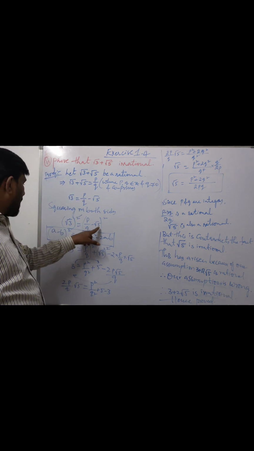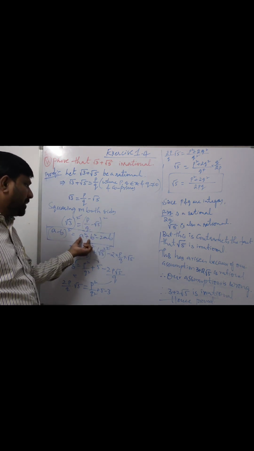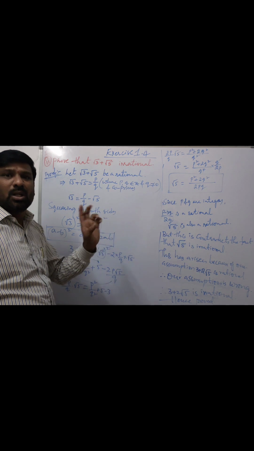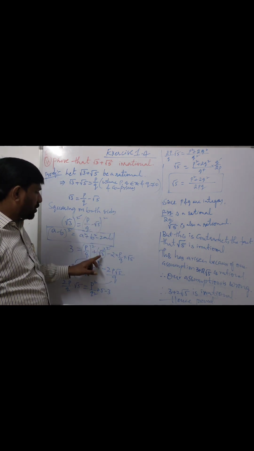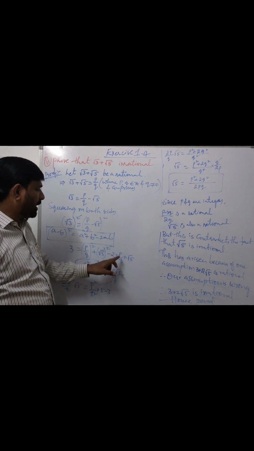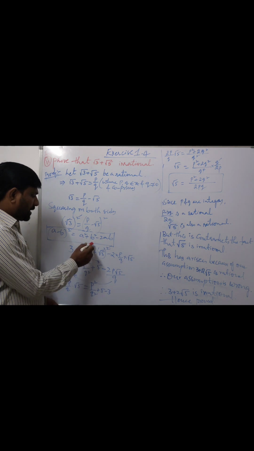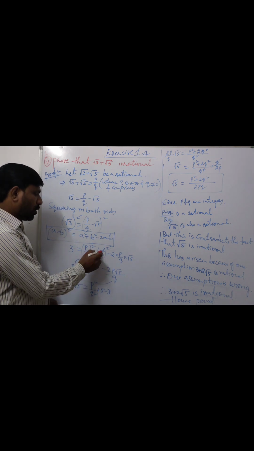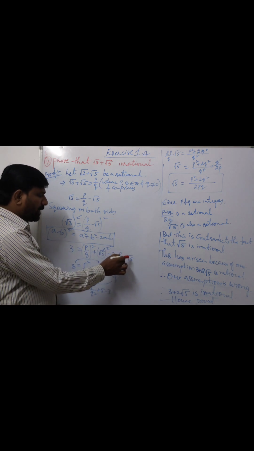In the RHS, I have applied (a minus b) whole square. This RHS is in the form of (a minus b) whole square, which is nothing but a square plus b square minus 2ab. Now a square means (p by q) whole square, b square means (root 5) whole square, minus 2 into a into b. A means p by q, b means root 5. Now (p by q) whole square is nothing but p square by q square. (Root 5) whole square means root and square get cancelled, 5.